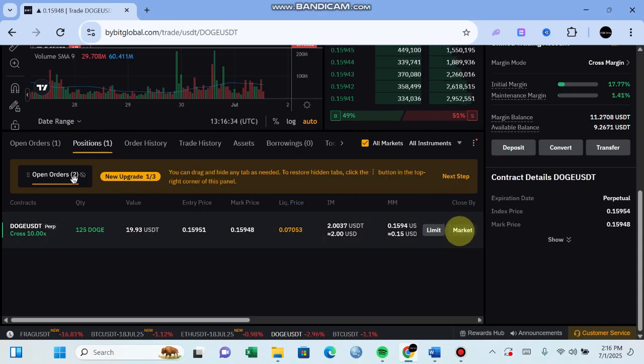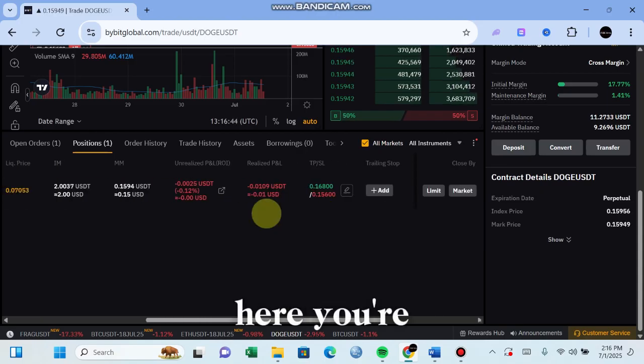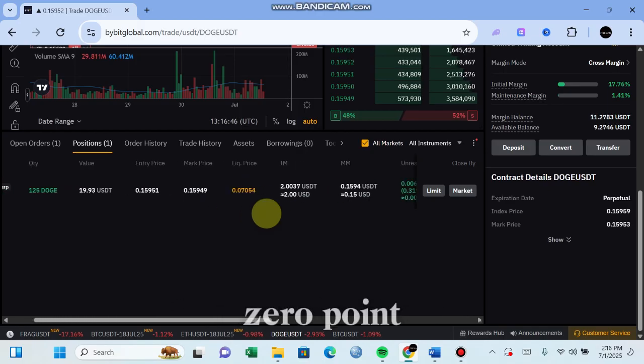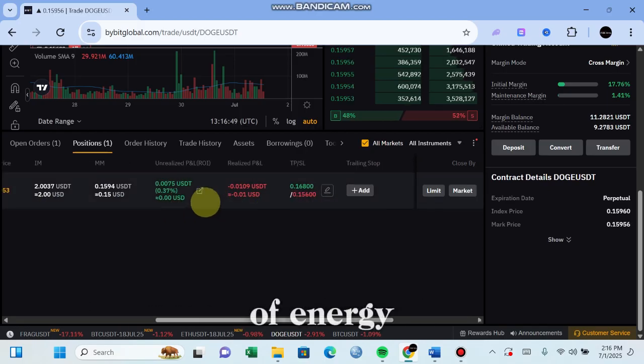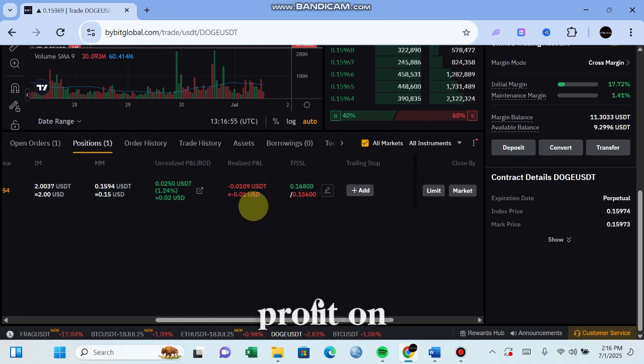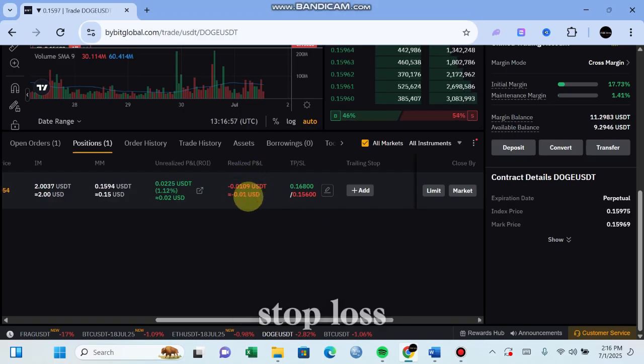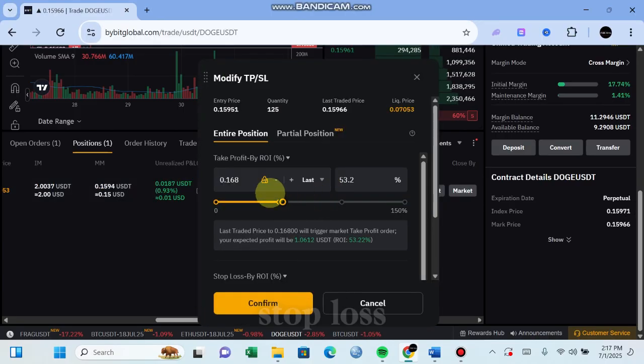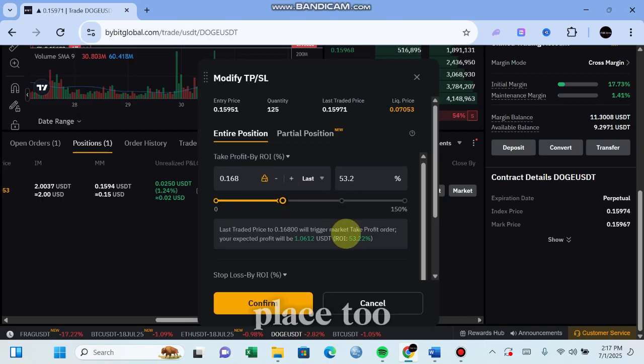So guys, if you scroll right here, I'm going to see my unrealized profit is 0.31%. This is the amount of USDT I've made in profit. So the unrealized P&L, see this is the unrealized profit, return on investment, take profit, stop loss. If you want to make adjustments to your stop loss, you can make adjustments to your take profit on this place. You can also make adjustments to your stop loss at this place too.